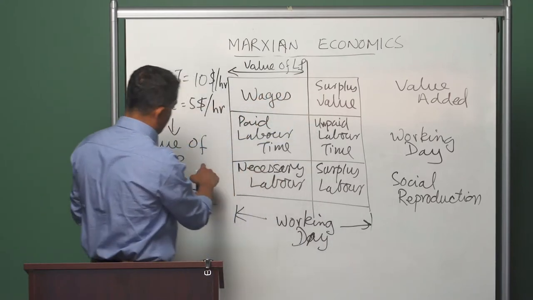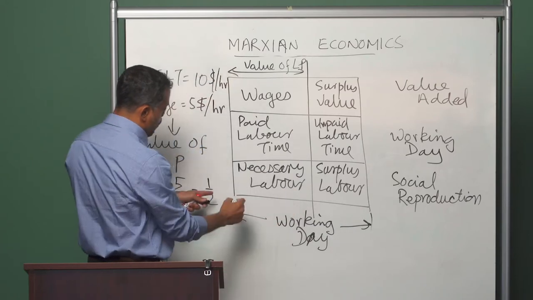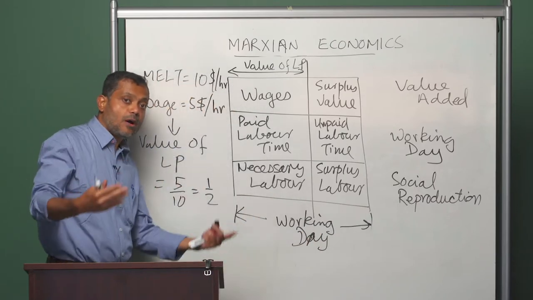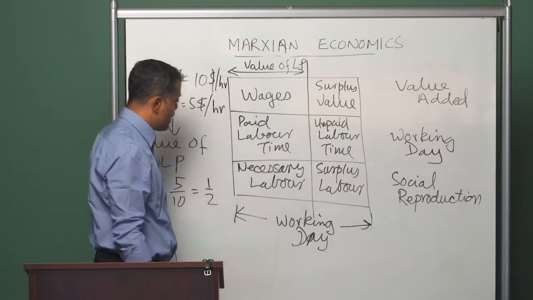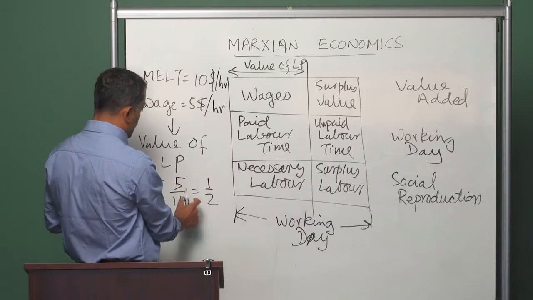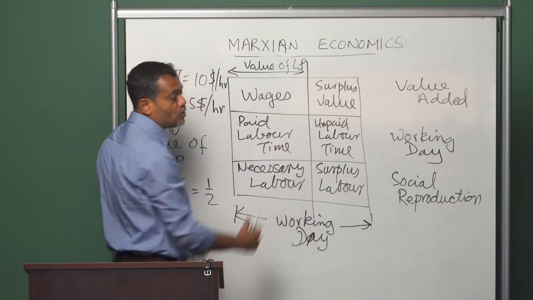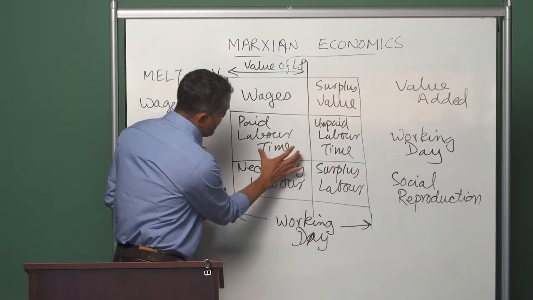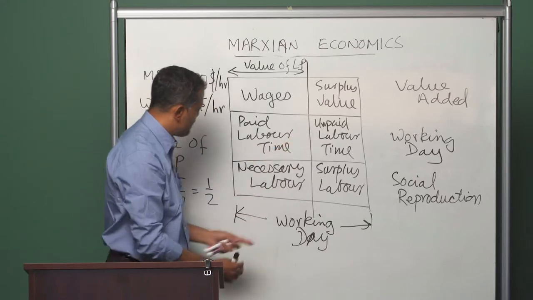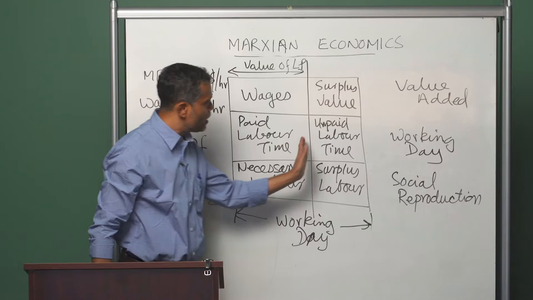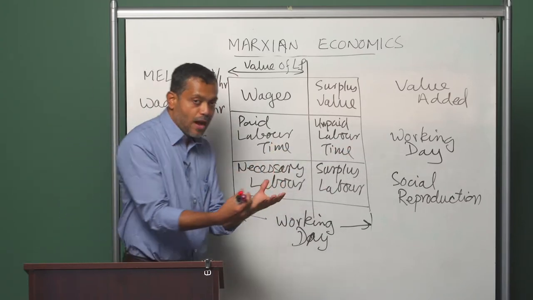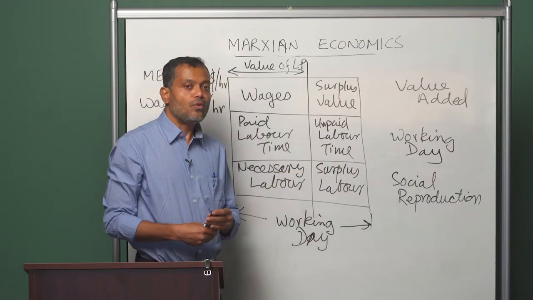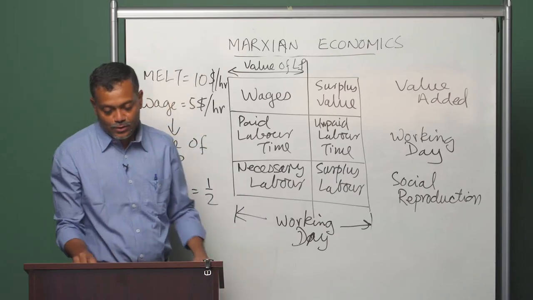So therefore, if we translate this into the box, what we are saying is that the box is of length 1, which is the total amount of time that workers put into the work. What they get back in terms of the wages is only half of the total time that they put. So the wages represent the paid labor time that workers get back, and half of the total labor time that they put is appropriated by the capitalist as surplus value, the unpaid labor time of workers.